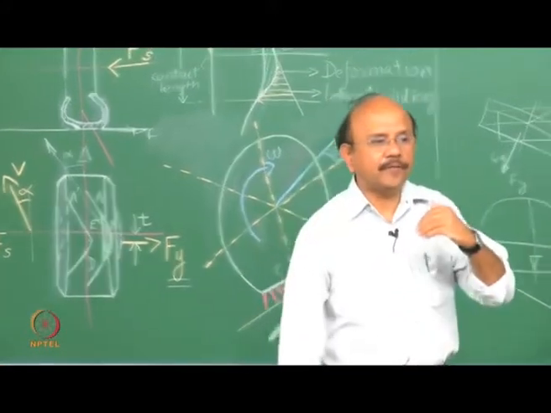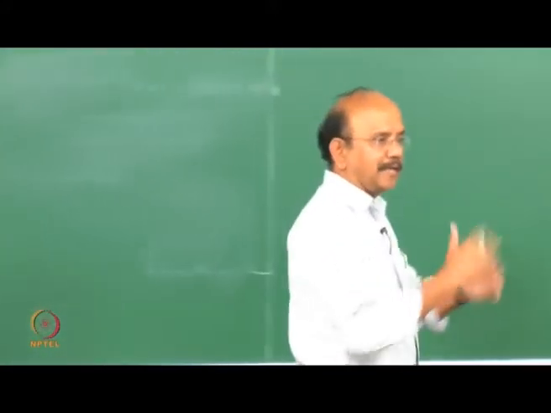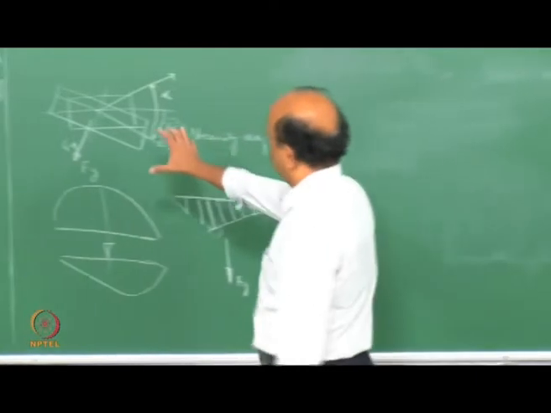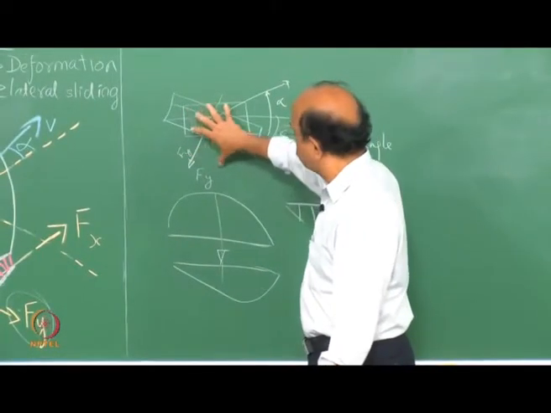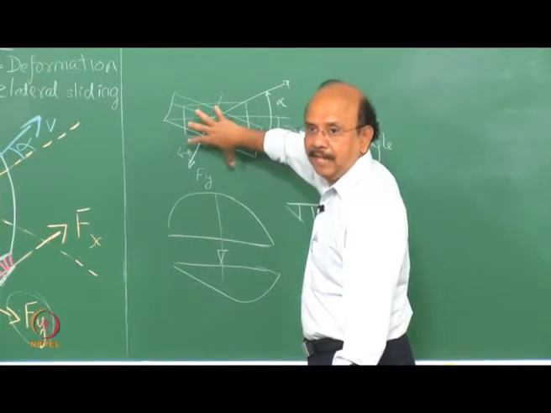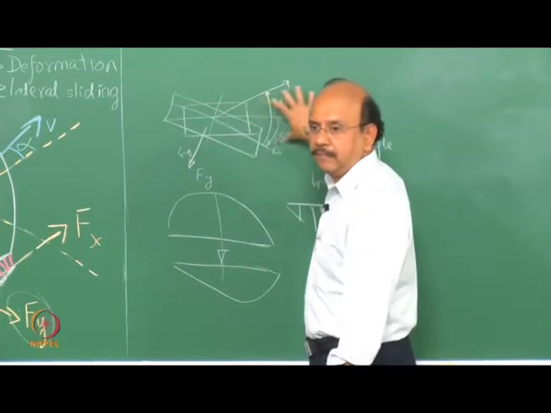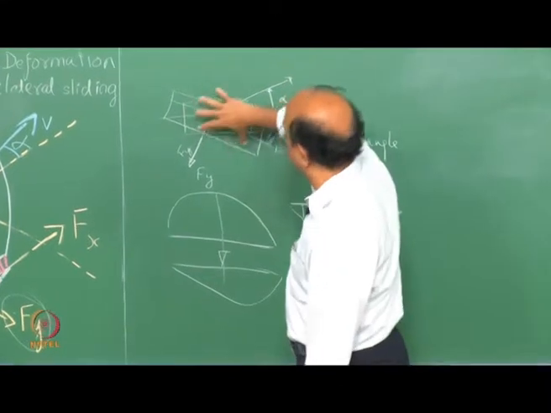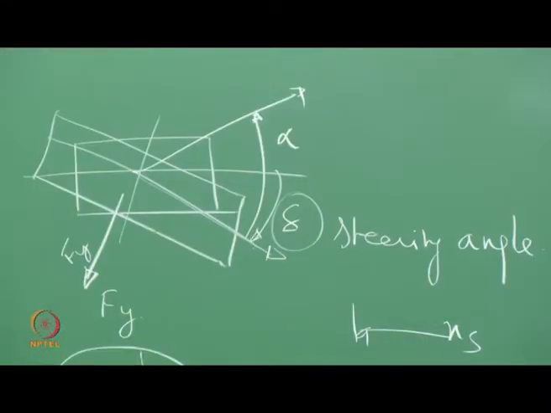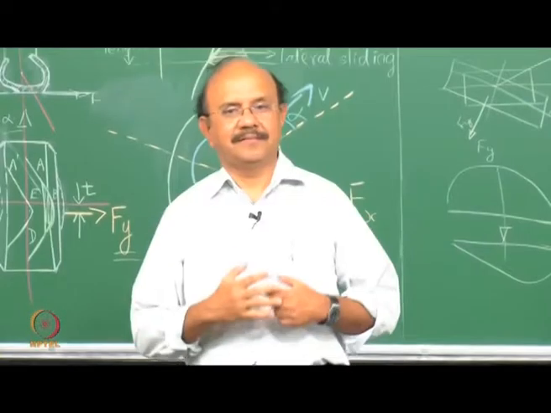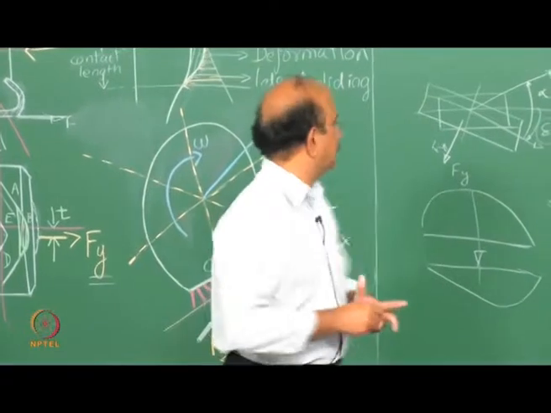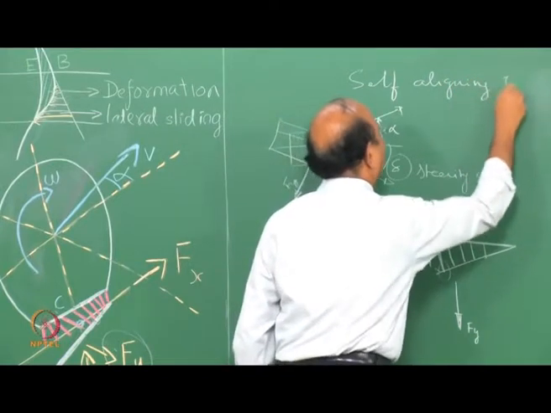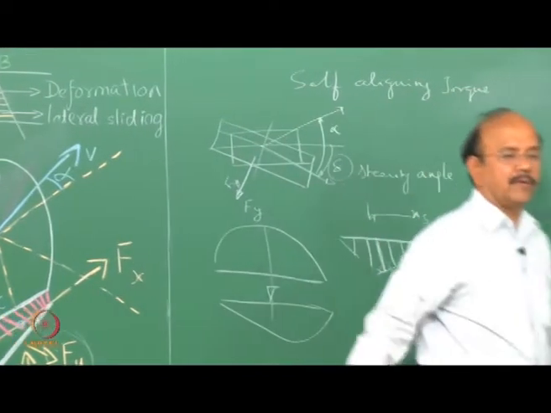And that distance, what's the effect of that distance? Exactly. It would create a moment. What does that moment do? That moment rotates the tire and aligns it back to the straight running position. Hence, this is called the self-aligning torque, or aligning torque, or aligning moment, whatever you want to call it.